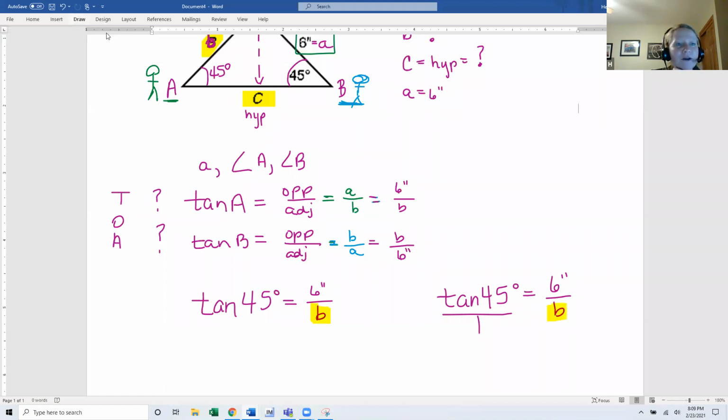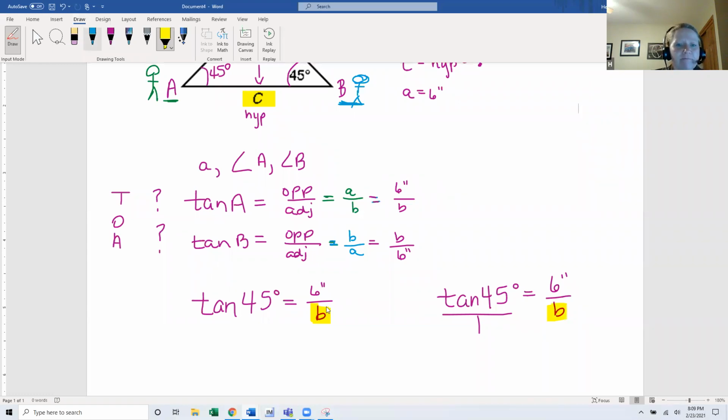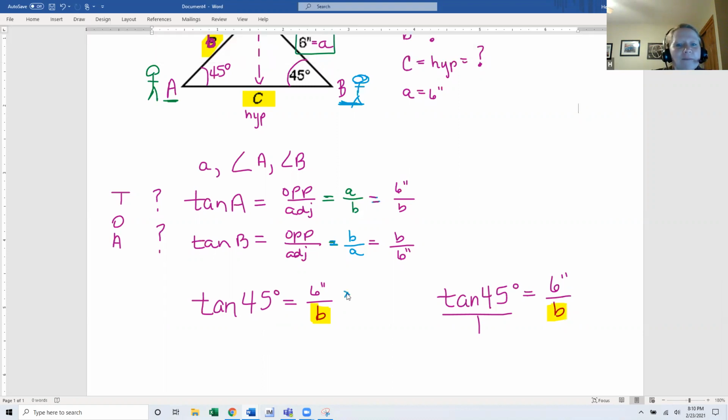So in the first one, it takes 2 moves if you use the algebra method to solve for B. So the first thing we have to do is we have to get B to not be on the bottom. It's on the bottom of a fraction. So we could multiply by B. And if we do that on this side, we must do that on this side. What happens to B on the right?